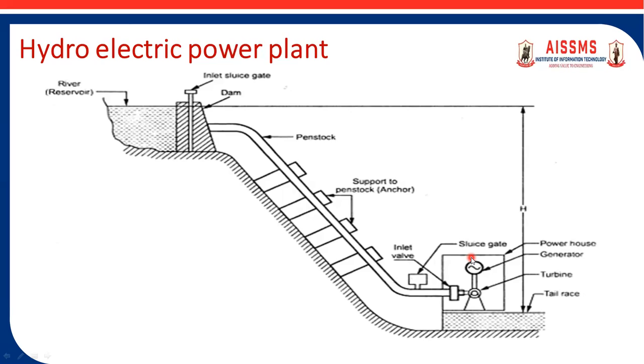What are the disadvantages of a hydroelectric power plant? As we can see here, a dam is required, so it requires a large area. A large amount of land is required to construct a hydroelectric power plant, so this is not economical. Then the initial cost of this setup is very high. Then the time required to set up this plant is more. So these are some disadvantages of a hydroelectric power plant.